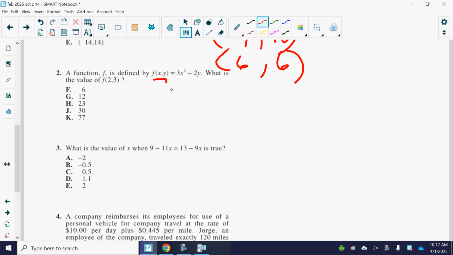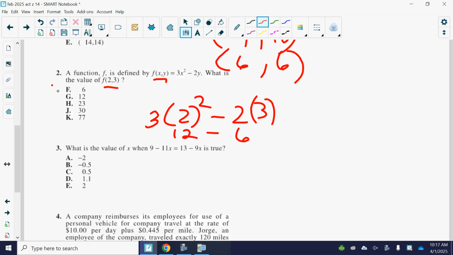They want you to replace x with 2, and they want you to replace y with 3. So what is it? It's 3 times 4, 12 minus 6. Answer is 6. Okay? One thing I like to do here is use the calculator for stowing.